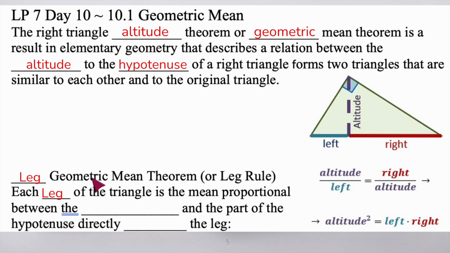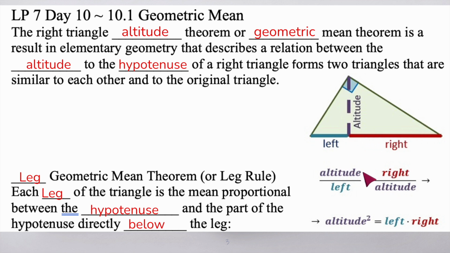We also have the leg geometric mean theorem, or the leg rule. Each leg of the triangle is the mean proportional between the hypotenuse and the part of the hypotenuse directly below the leg. So we can see here we have altitude over the left side, and we have the right side over the altitude.